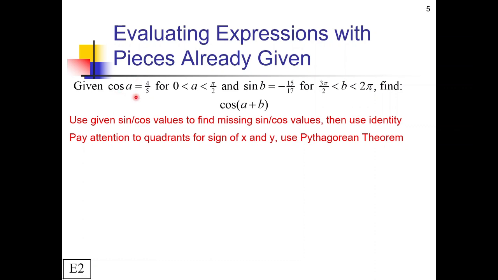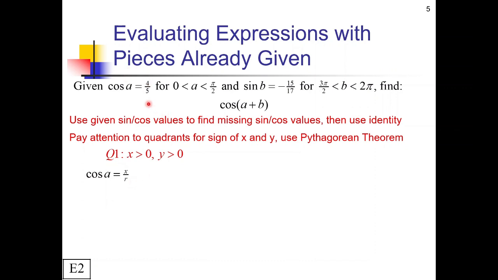So given cosine of A equals 4/5, we're going to see if we can figure out the sine of A. So in order to do this, I need to sort of break down what this 4 and this 5 means, and I'm going to start by figuring out which quadrant I'm in. 0 to pi over 2, that's 0 to 90, that's quadrant 1. And that tells me that the x and the y values that I'm going to be finding here are going to be positive values. So if cosine of A equals 4/5, and we know that cosine is x over r, that means x over r equals 4/5.